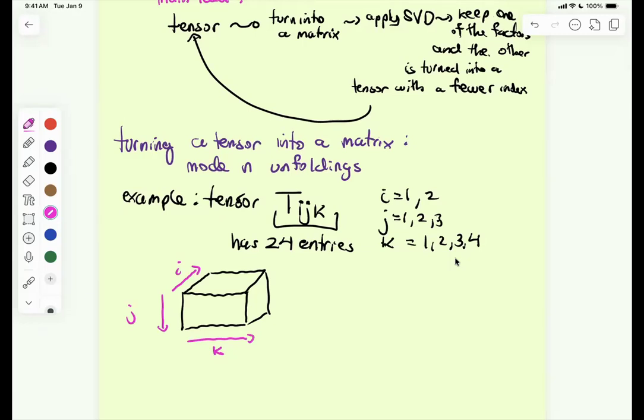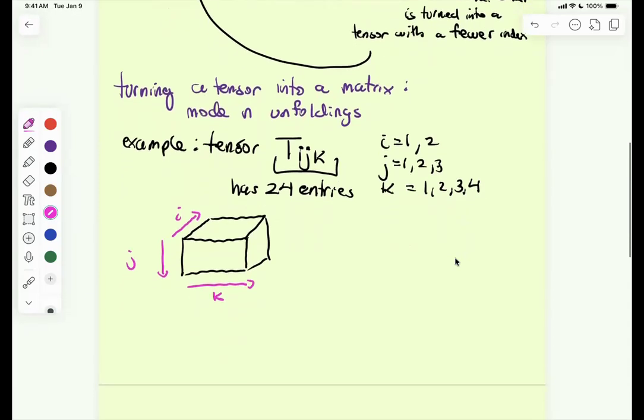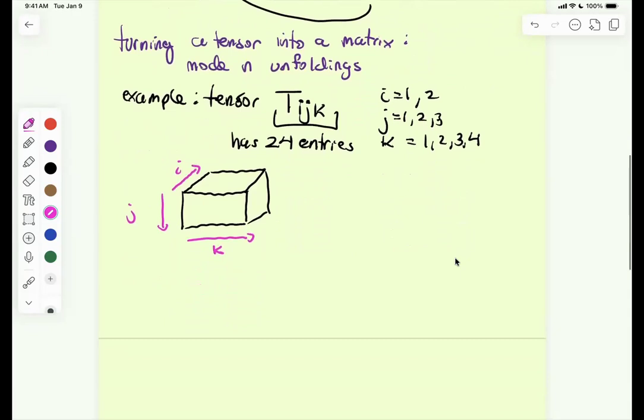So you can think about this tensor as two matrices, the front matrix and the back matrix. The front matrix is related to I equals 1. You can call it the first page if you think of the tensor as a book or a document. So I equals 1 represents the front matrix, and I equals 2 is going to be the back matrix.